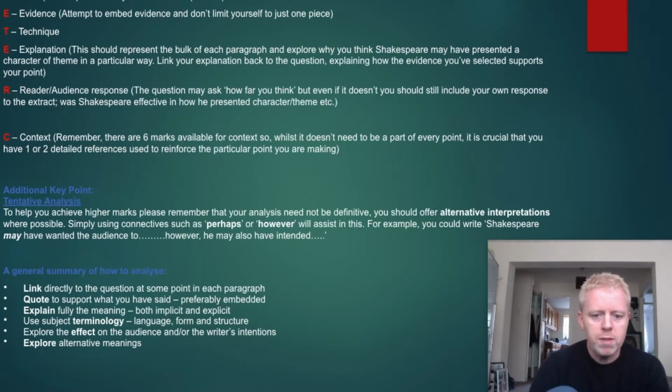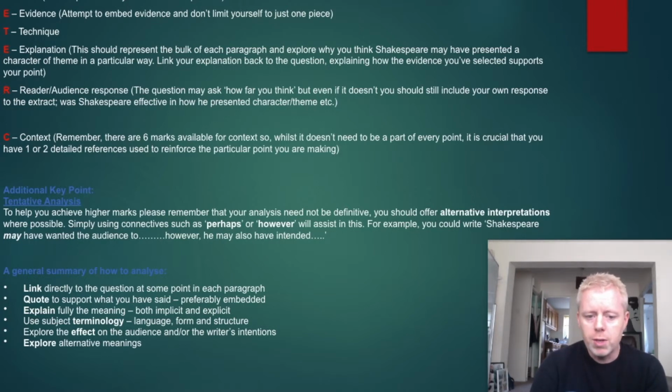Quote to support what you have said, preferably embedded. Embed your evidence. Your analysis will flow so much smoother as a consequence, and I'll show you how to do that for this question. Explain fully the meaning, both implicit and explicit, of why you've selected that piece of quotation to support that point. Use subject terminology, language, form and structure. Use the terminology. Check in with other videos and you'll see examples of that, including this one.